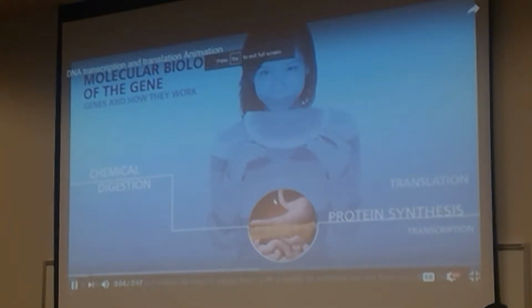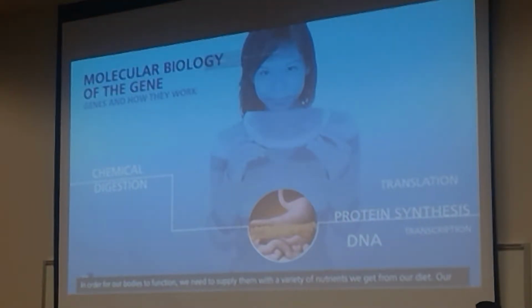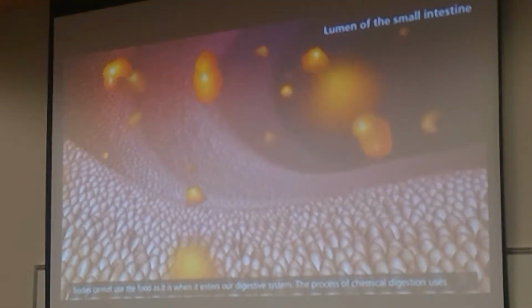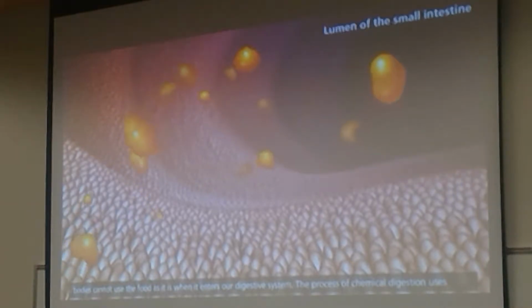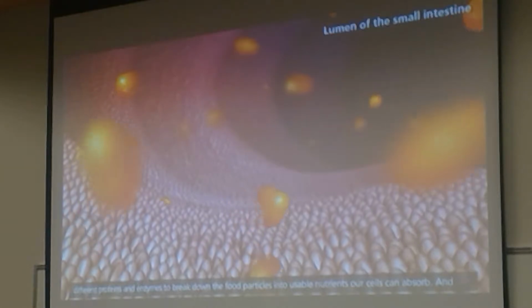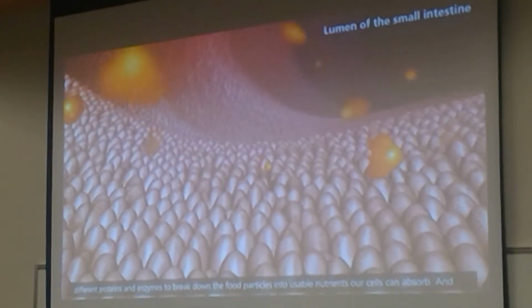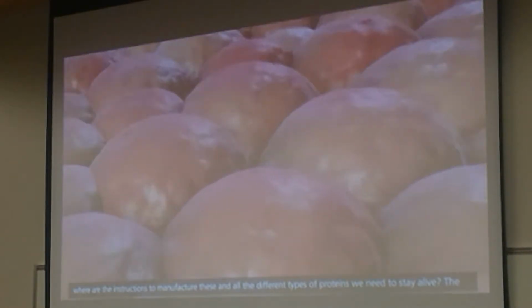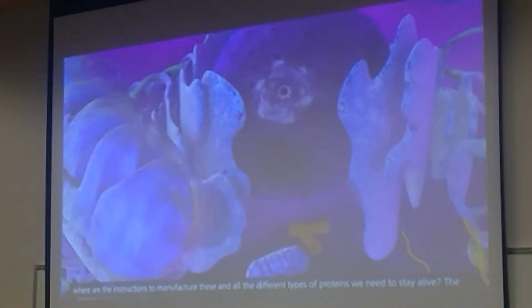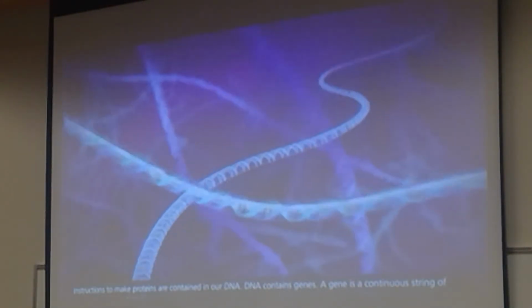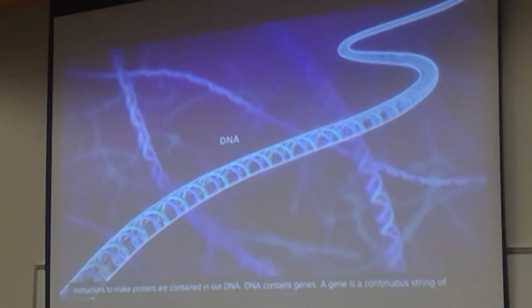supply them with a variety of nutrients we get from our diet. Our bodies cannot use the food as it is when it enters our digestive system. The process of chemical digestion uses different proteins and enzymes to break down the food particles into usable nutrients our cells can absorb. And where are the instructions to manufacture these and all the different types of proteins we need to stay alive? The instructions to make proteins are contained in our DNA.